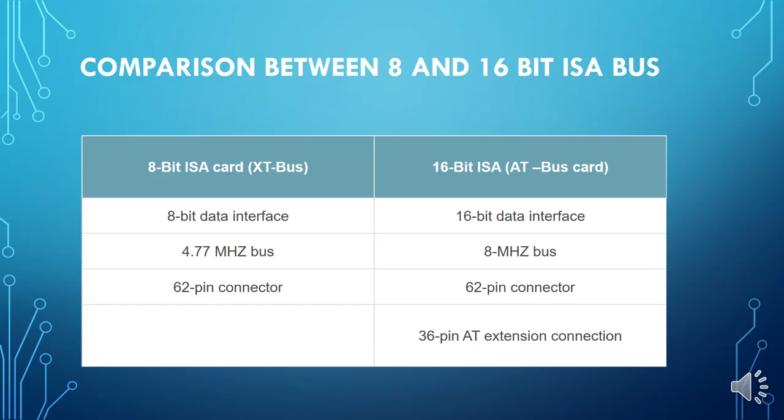Now here you can see a comparison between the 8-bit and 16-bit ISA bus. The 8-bit supports an 8-bit data interface, and here the 16-bit supports 16-bit data. Speed was 4.77 megahertz, and here speed was 8 megahertz. It has a 62 pin connector, and the same 62 pin connector, but later on a 36 pin AT extension connection was added.